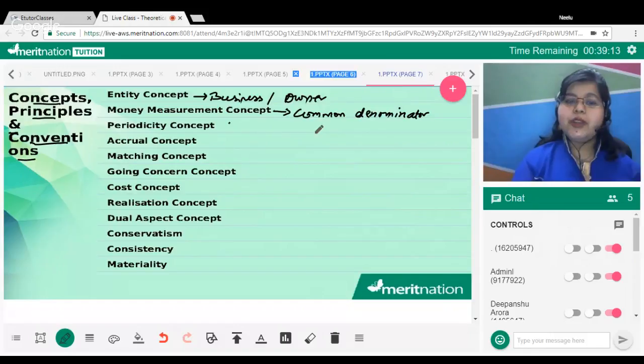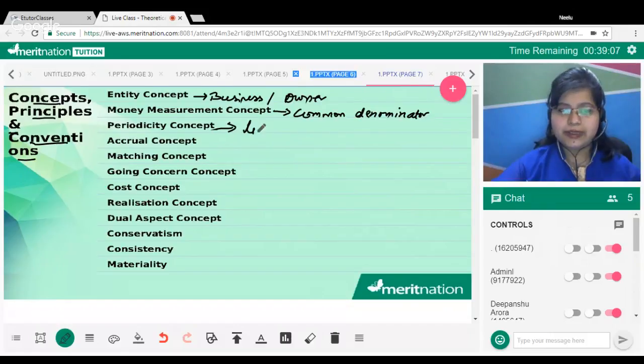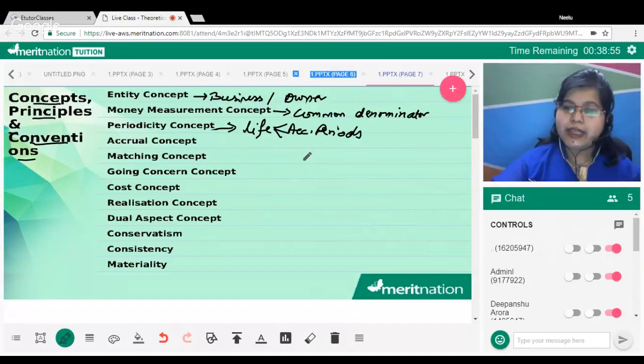Now, then is the periodicity principle. The periodicity principle says that the life of a business is divided into small periods of time known as accounting periods. And for each accounting period, we calculate the financial results of the business. So, a year is surely an accounting period for all the businesses.